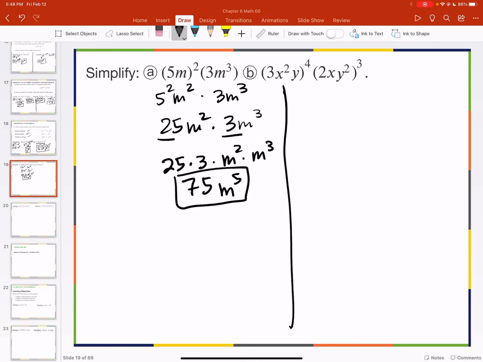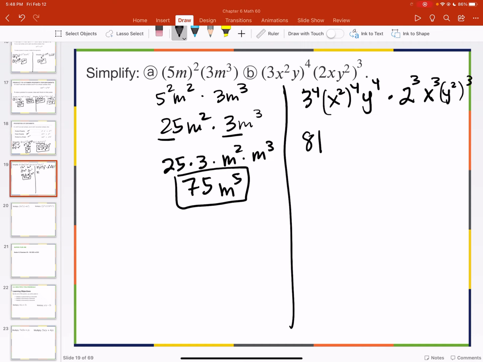And then for B, we have 3 to the 4th power, x squared to the 4th power, y to the 4th power, and that's multiplied by 2 to the 3rd power, x to the 3rd power, y squared to the 3rd power. So 3 to the 4th power is just 81. X squared to the 4th power is going to be x to the power 8, and then y to the 4th power, and then times 2 cubed is 8, x cubed, and then y squared cubed is y to the power 6.